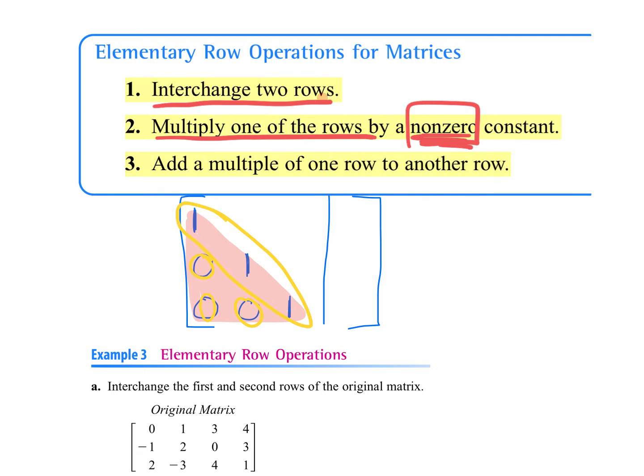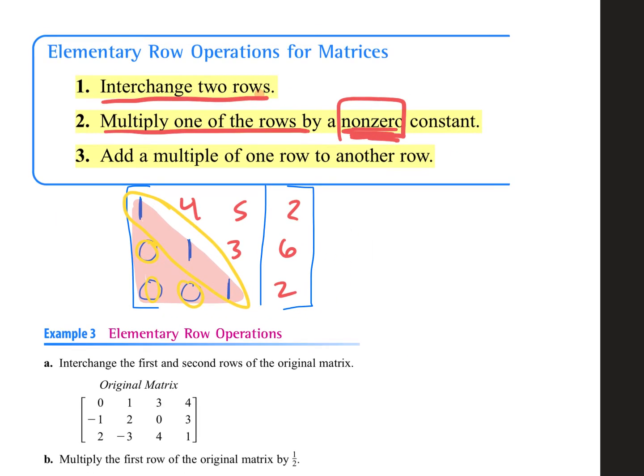Once we get it into row echelon form, there's going to be other numbers on the other side. So we can say that this would be like 4, 5. I just made random numbers up here. Like this, we'll have some numbers on the other side of it. Once we get it into this form, we can plug it back into our variable equation.